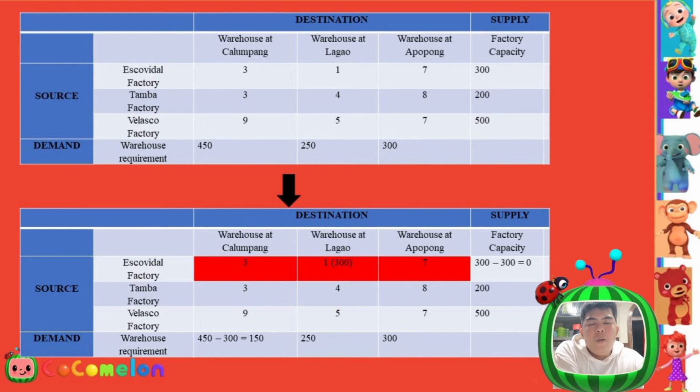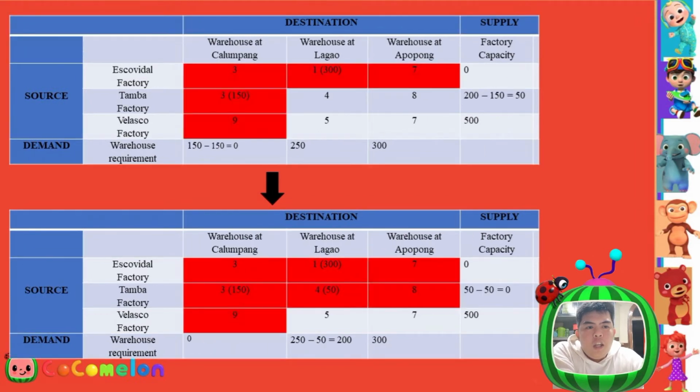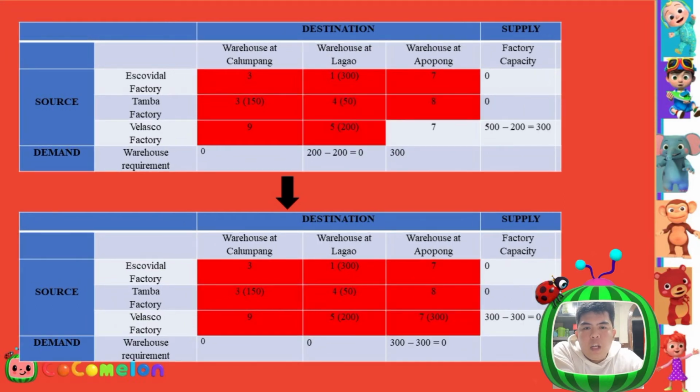So dito, 'di ba? Ang rule is hanapin daw natin yung lower cost, lower unit shipping cost. So since dito sa given, one is the yung pinakamababa, then dyan natin i-allocate yung supply and demand. So since mas mababa ang supply, then i-cross out natin yung supply dito sa Escovidal factory since it indicates na wala nang further allocation na pwede i-apply sa kanya. Then after ma-cross out, hanapin ulit natin yung pinakamababang cost among sa natirang mga boxes. So since 3 yung pinakamababa, dyan ulit natin i-allocate yung supply and demand. So since mababa yung demand kaysa sa supply, then i-cross out natin tong warehouse at Kalumpang since wala nang further allocation na pwede i-apply sa kanya.